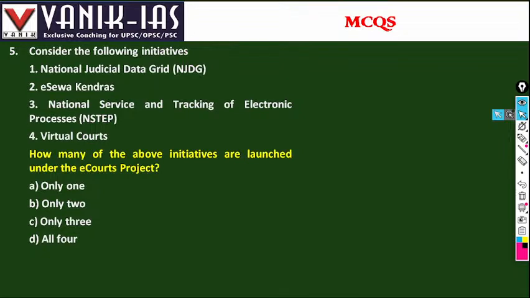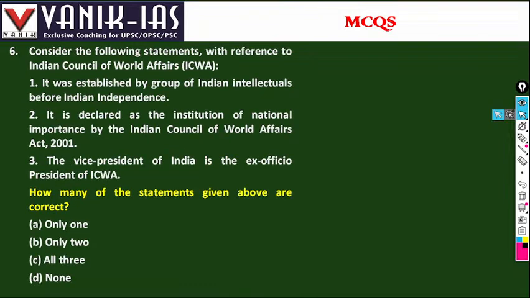Consider the following related initiatives: National Judicial Data Grid, the e-Seva Kendras, the National Service and Tracking of Electronic Process, and the virtual courts. So, how many of the above initiatives are launched under the e-Courts project? All four have been launched under the e-Courts project by the government, especially under the strict supervision of the Supreme Court of India.